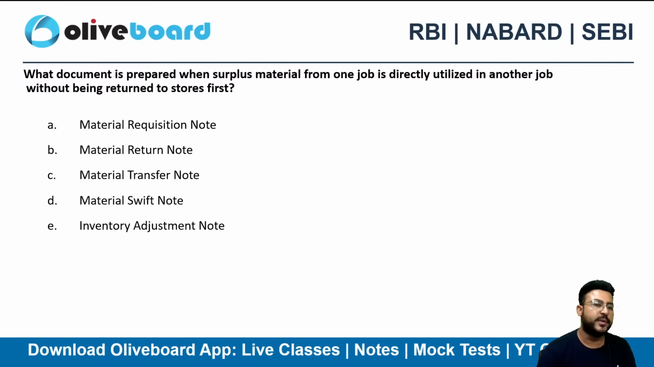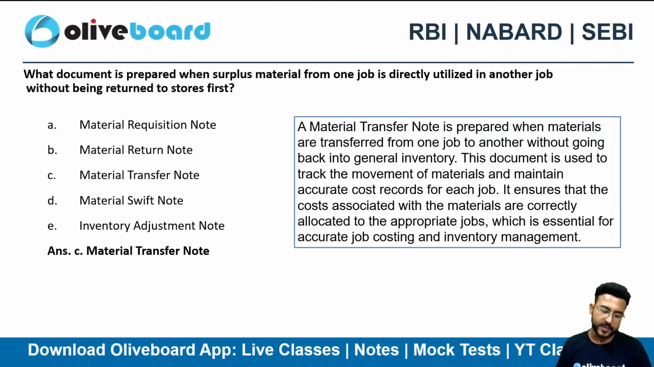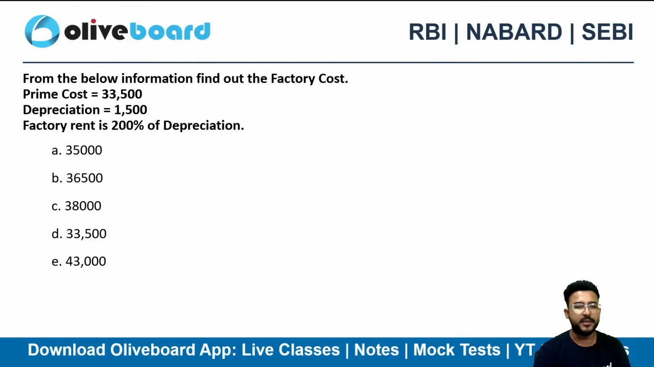Which document is prepared when the surplus material from one job is directly utilized in another job without being returned to the stores first? That's the material transfer note. I'm just transferring from one job to another, so I prepare the material transfer note.